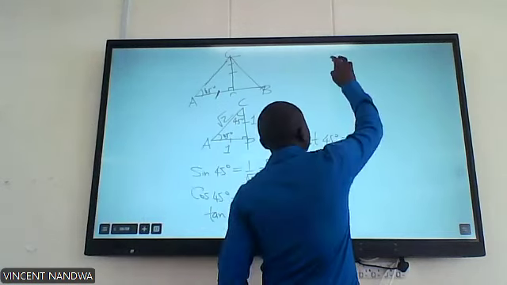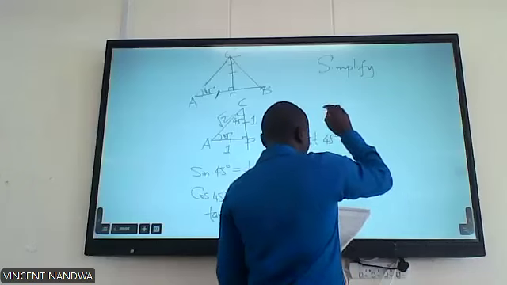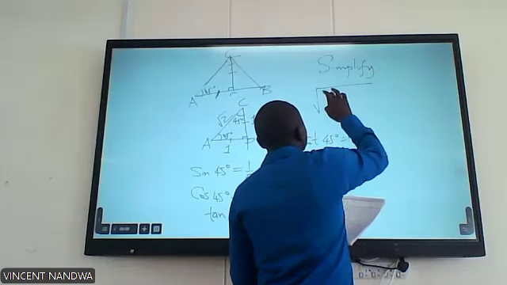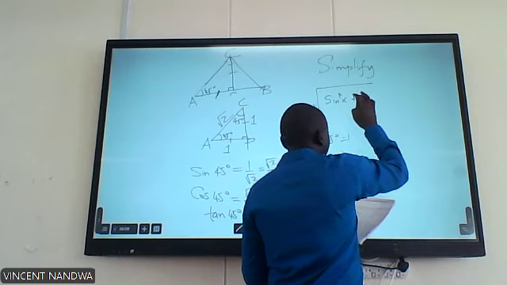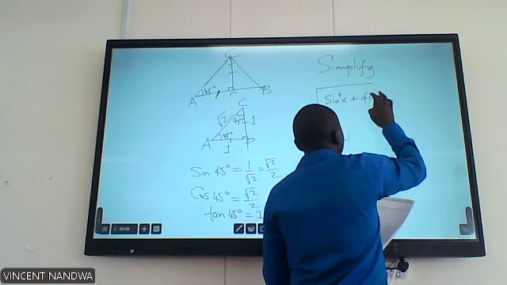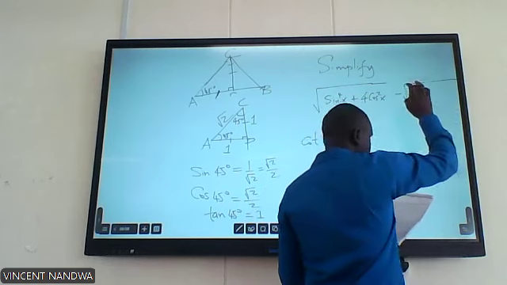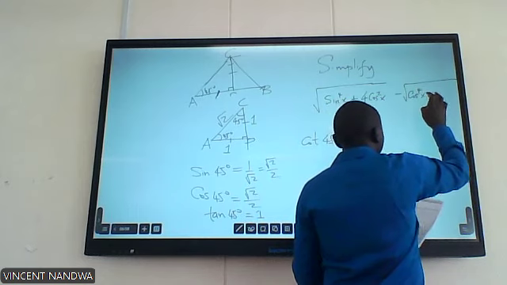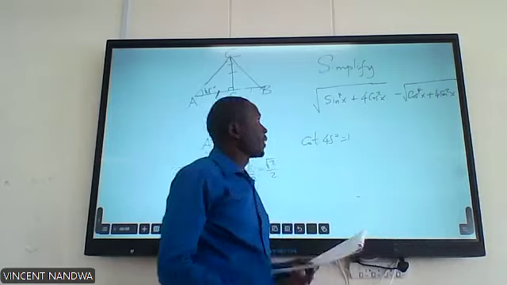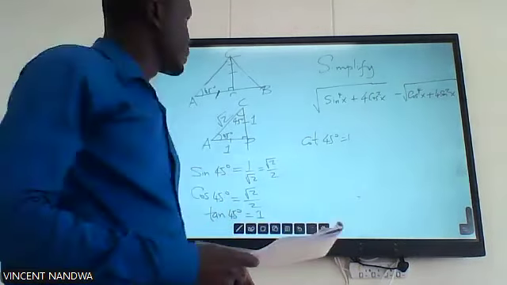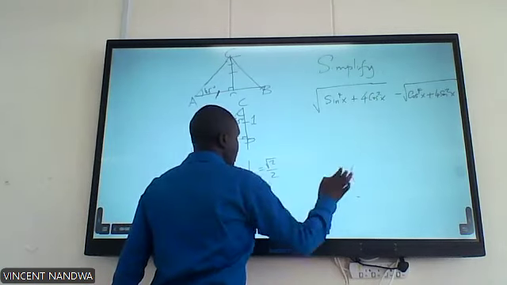So now let's try this. Simplify the expression: square root of sine to the power 4 x plus 4 cos squared x, minus square root of cos to the power 4 x plus 4 sine squared x. So simplify that expression.